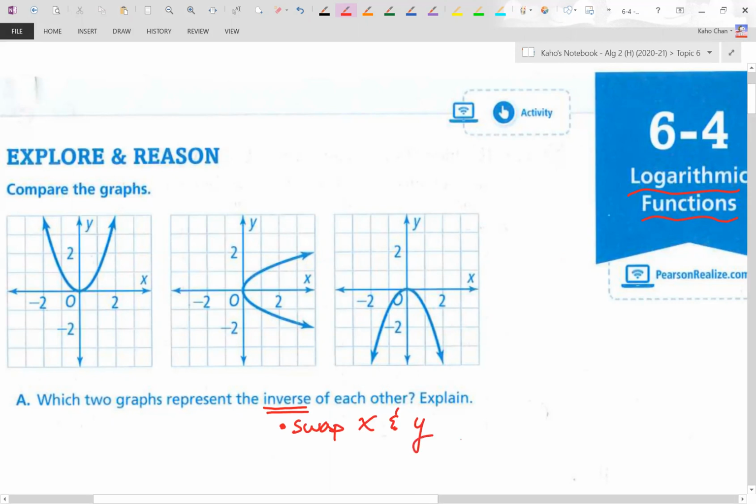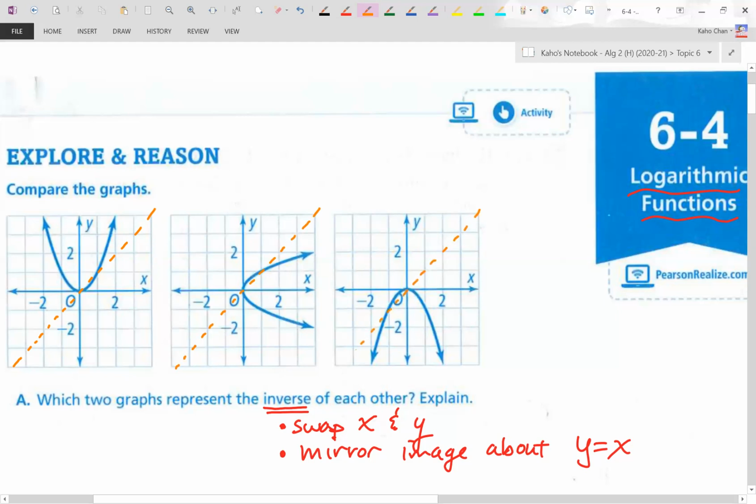If you had an equation, and when you graph it, it is a mirror image, literally about the line y equals x. Y equals x is a diagonal line. Let's draw that into all these right here. Y equals x. A mirror image. Which of these two are a mirror image of each other about that diagonal line?